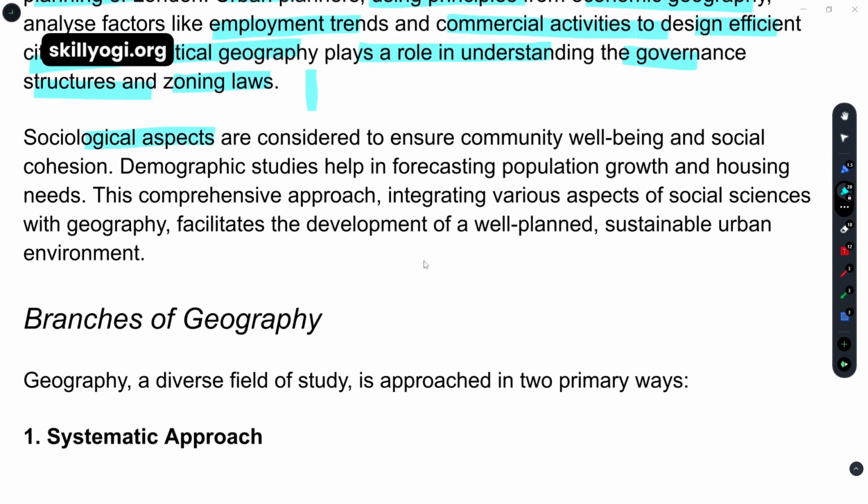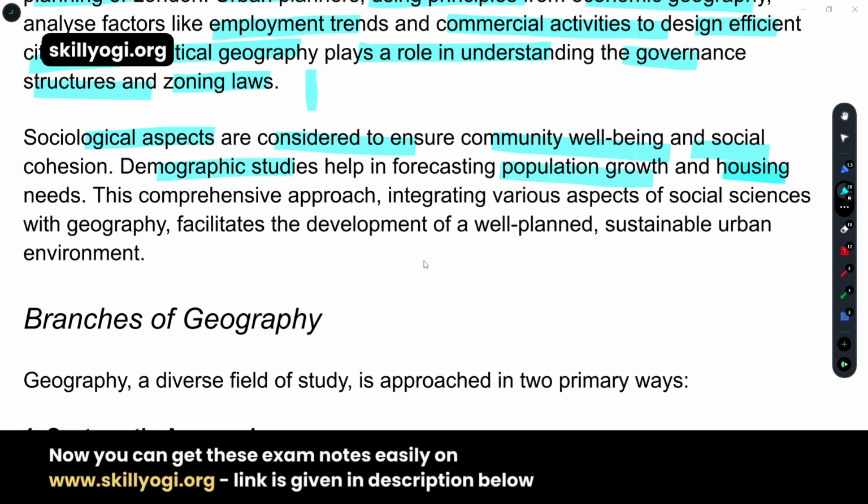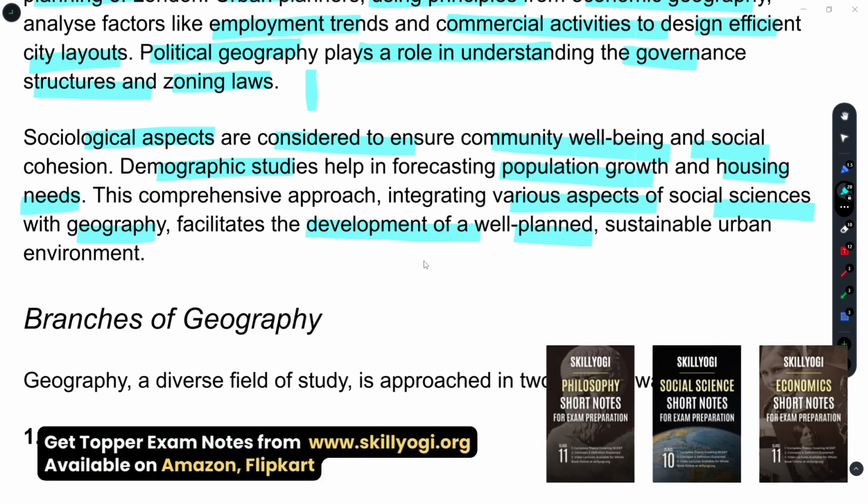Sociological aspects are considered to ensure community well-being and social cohesion. Demographic studies help in forecasting population growth and housing needs, that means settlements. This comprehensive approach integrates various aspects of the social science branches we have just finished reading with geography, and facilitates the development of a well-planned sustainable urban environment.